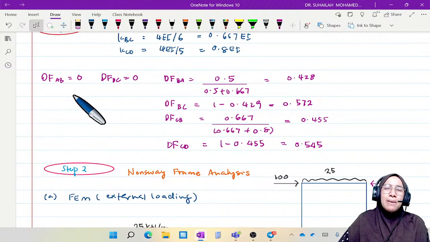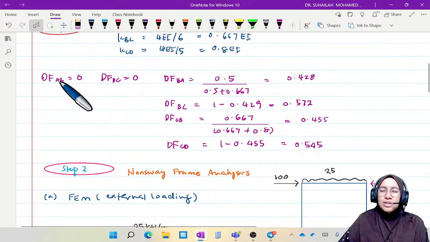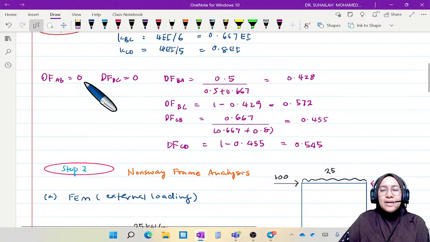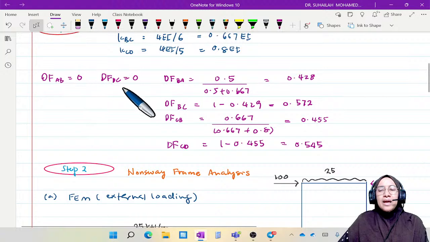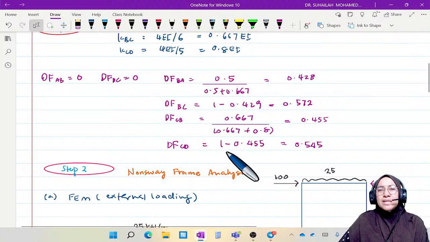If we have 3 members, we have 6n. So we have 2n conditions, NA and ND. NA is fixed, so DFAB is equal to 0. And D is also fixed, it is equivalent to 0. So the rest, DFBA, BC, CB, CD, we have to calculate.